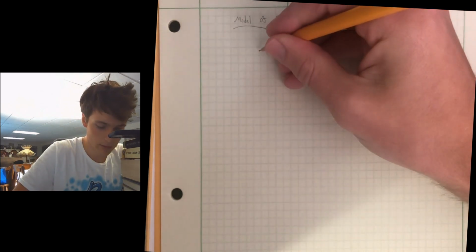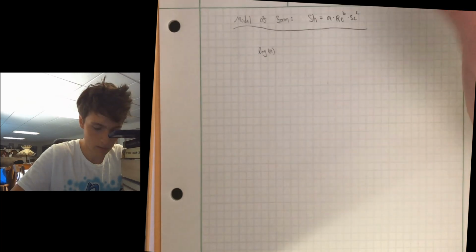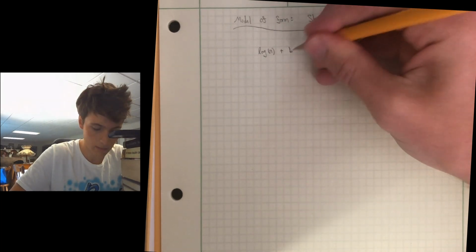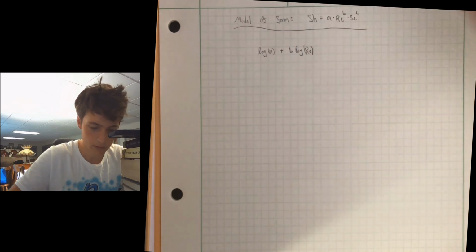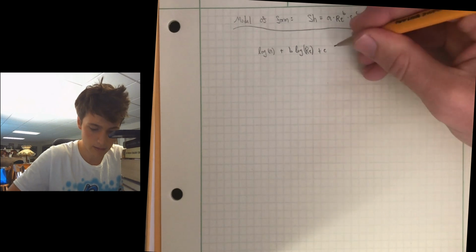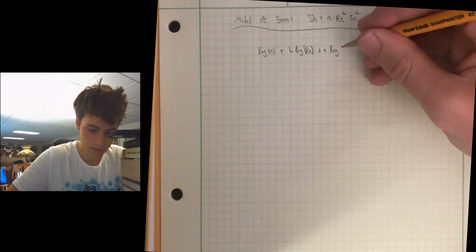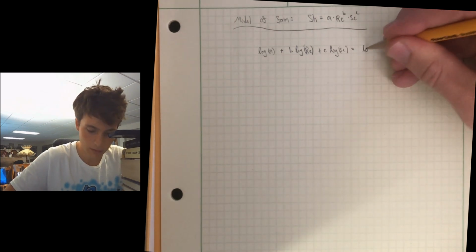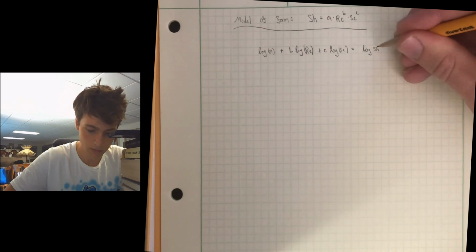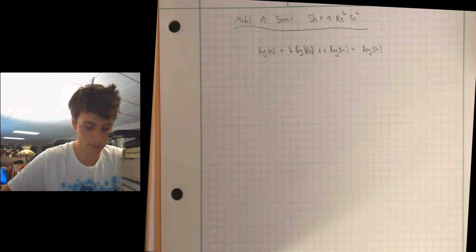We get log of A plus B times the log of the Reynolds number plus C times log of the Schmidt number. That's equal to log of Sherwood. So to linearize this, all you have to do is take the log on both sides and then expand out and bring the exponents down in front of the log signs.